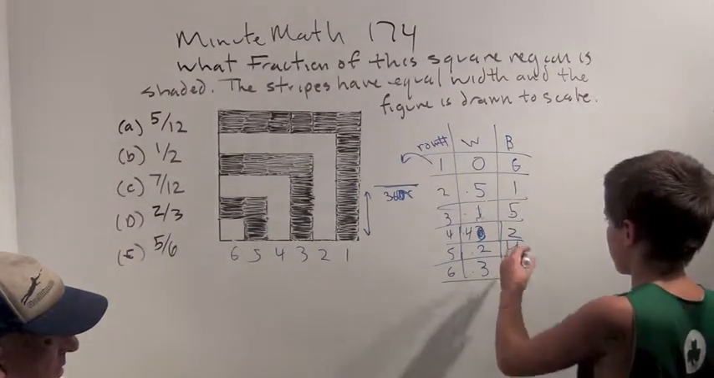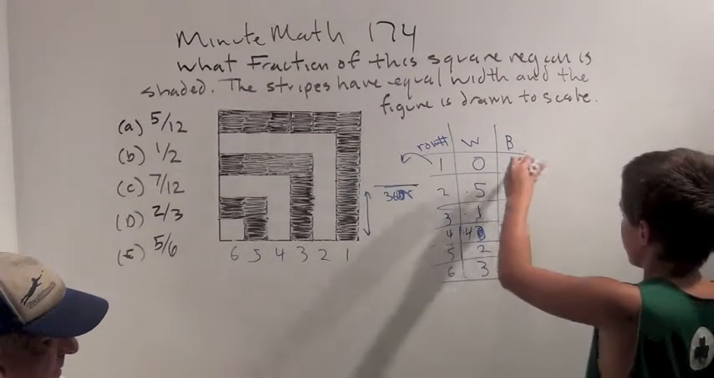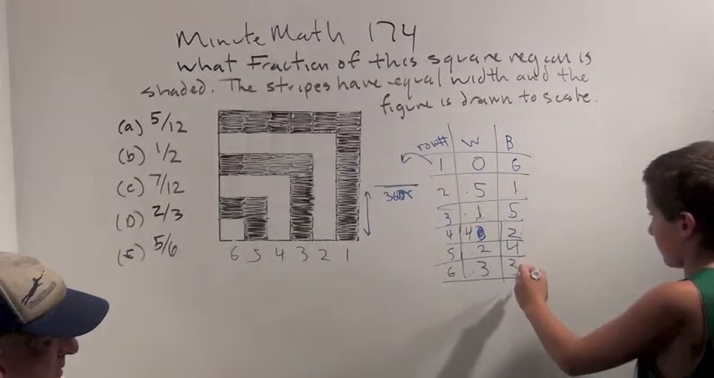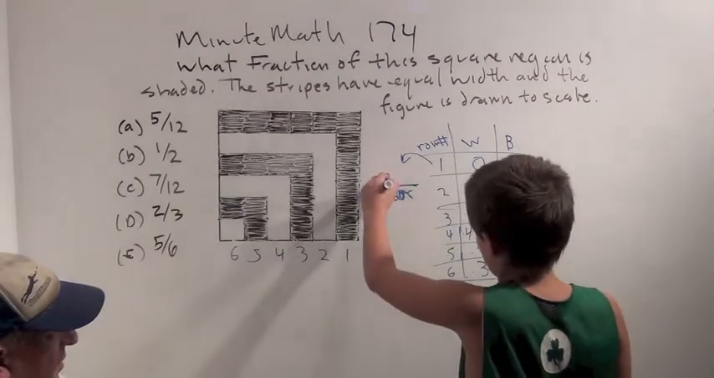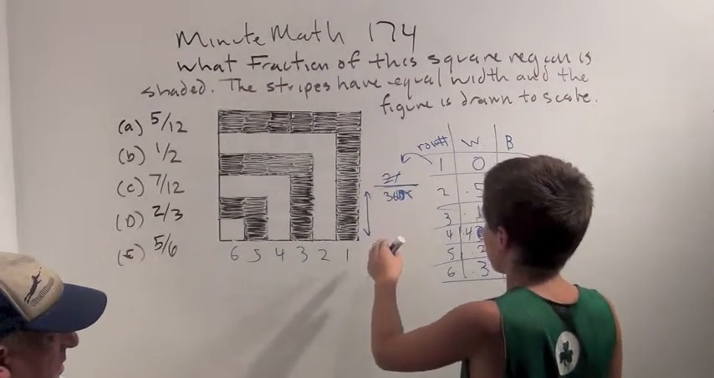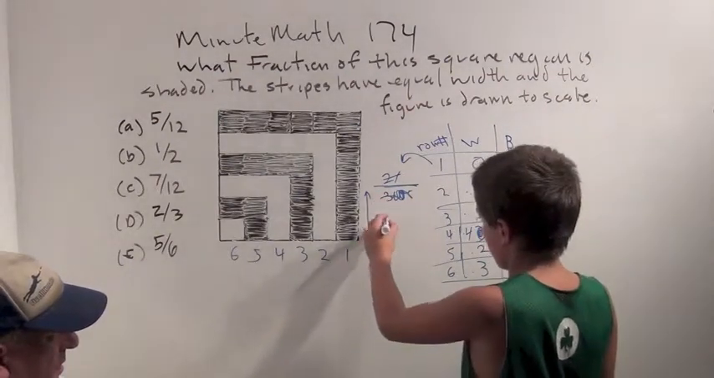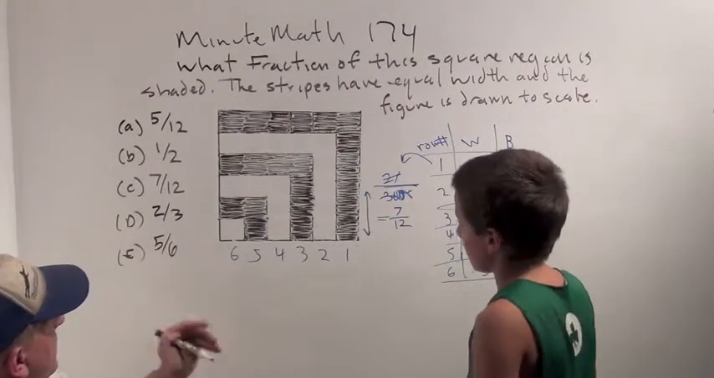Let's see. So 7, 12, 14, 18, 21. Okay. 21 out of 36. So we can cancel a 3 here. Okay. And we get 7 twelfths. Very good. Which is a C choice.